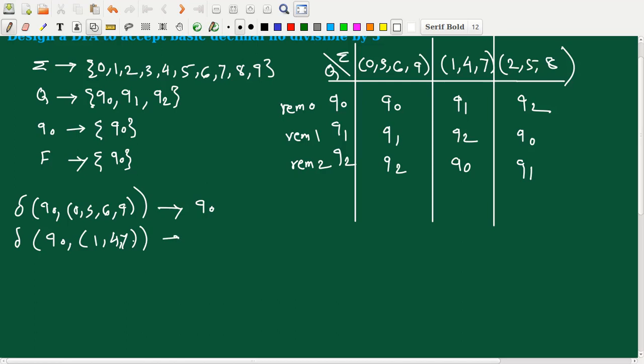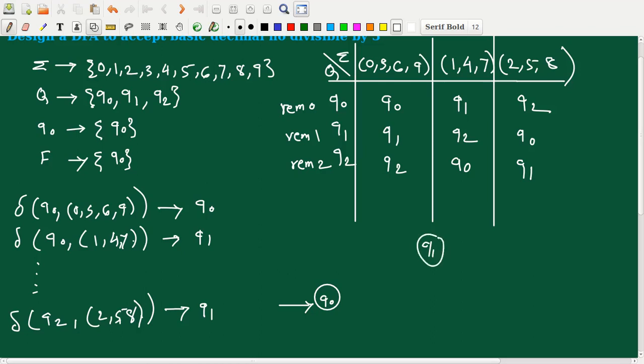Delta of q0 with input 1, 4, 7: I get a state that is nothing but q1. Similarly, I should write all the equations, and my last equation will be q2 with input set 2, 5, 8: I get an output state that is nothing but q1. Now I should draw a state transition diagram for this. I have an initial state that is nothing but q0. I have other states that are nothing but q1 and q2.